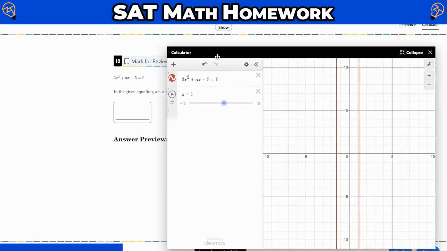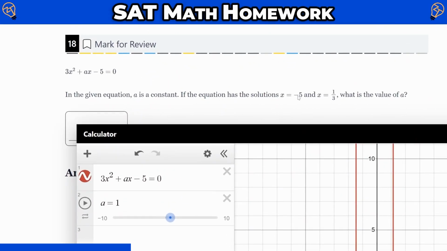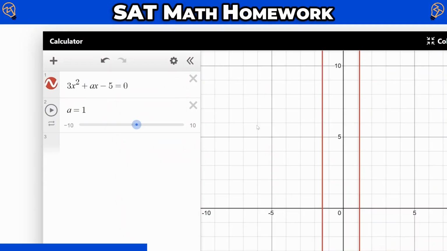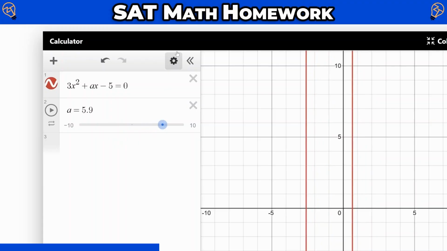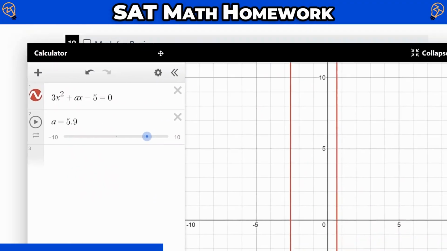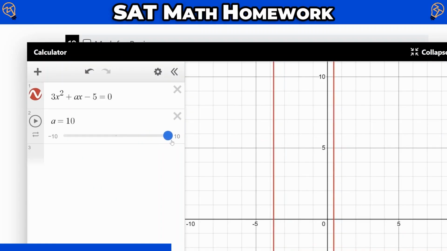So keep in mind, the goal is to figure out what would a have to be so that the solutions are -5 and 1/3. Now solutions is a synonym for x-intercepts. So when you understand that, you're basically looking here and you want to see what would I have to move a to so that I get the x-intercepts of -5 and 1/3. So I'm going to go ahead and play around here and I can see, okay, when I go this way, I'm getting closer to -5. I'm going to focus on -5. That seems like an easier one to identify.